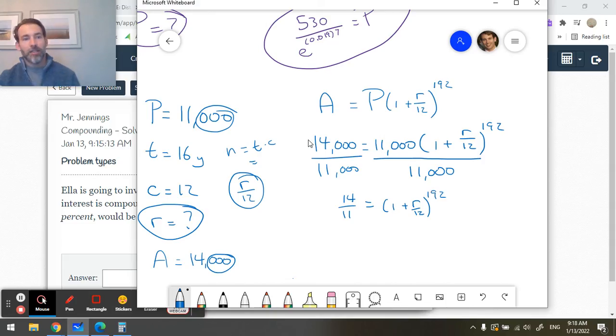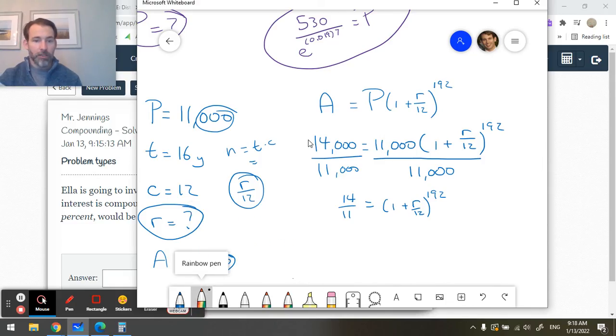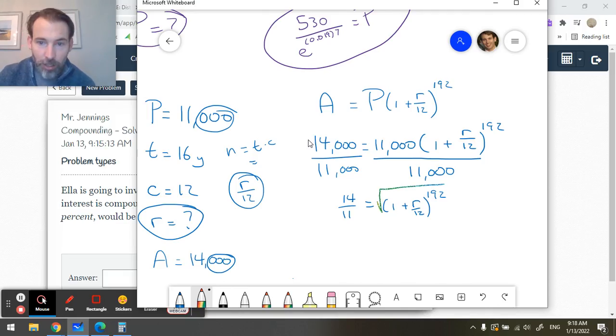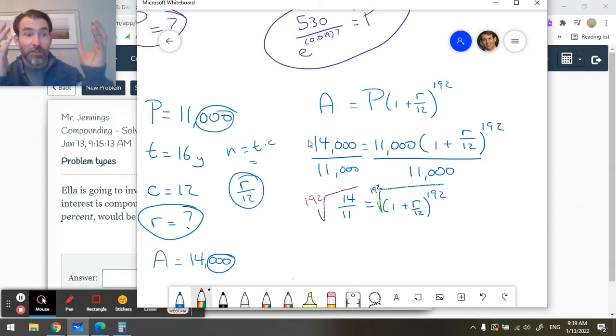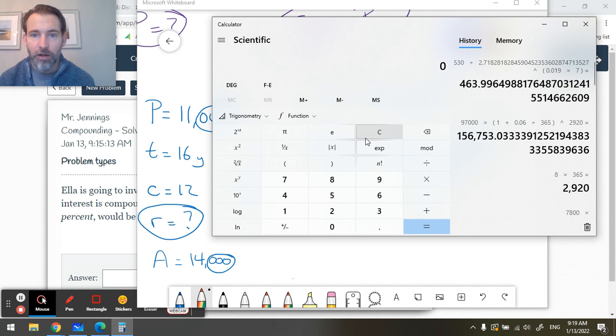Okay, we can't get inside that bracket yet. It's being protected by this exponent. So what we're going to do is take the 192nd root of both sides. I've never taken the 192nd root of anything before, but there's always a first. Okay, so let's do that.